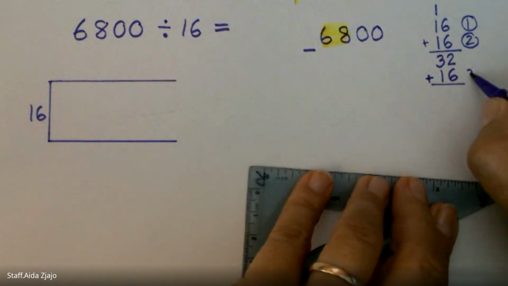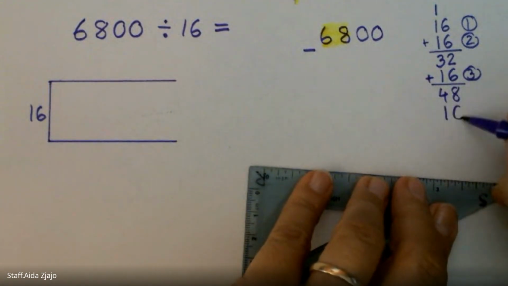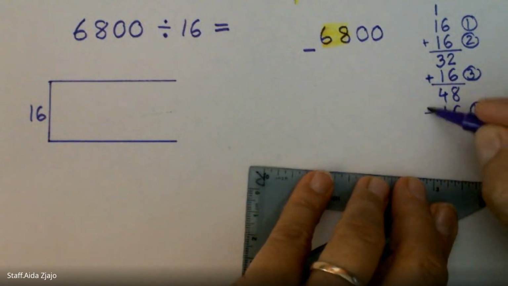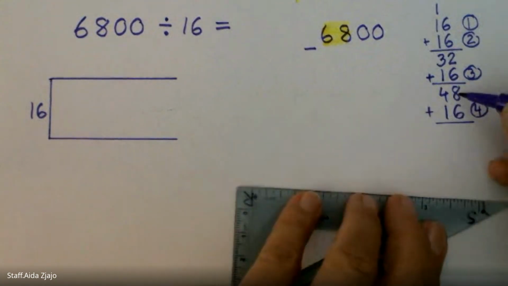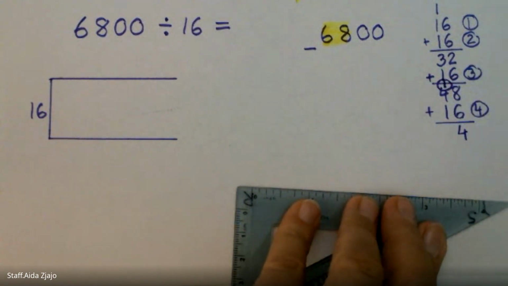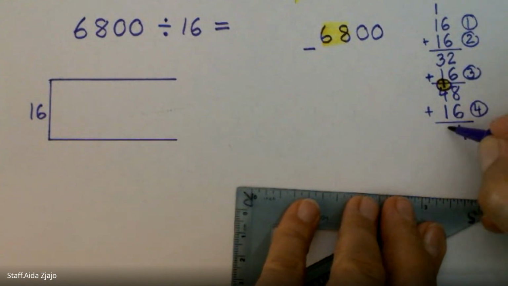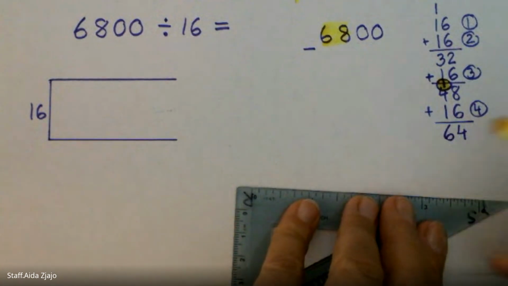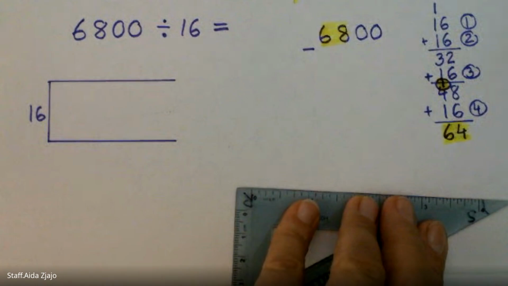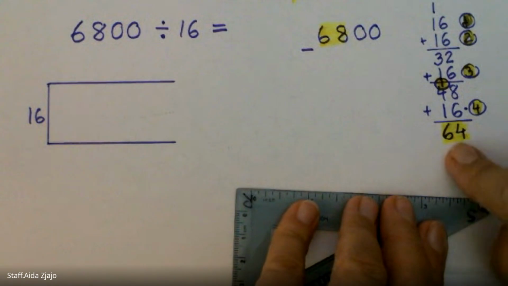16. So that's 3, 48. I can do more, 16. That would be a fourth one. I'm adding 8 and 6 is 14, and remember 1. I like to make sure that I don't forget this number. So 4 plus 1 is 5, plus 1 is 6. And I got closest I can get, 64. So 4 times 16 is 64. 4 groups of 16, 1, 2, 3, 4, makes 64.